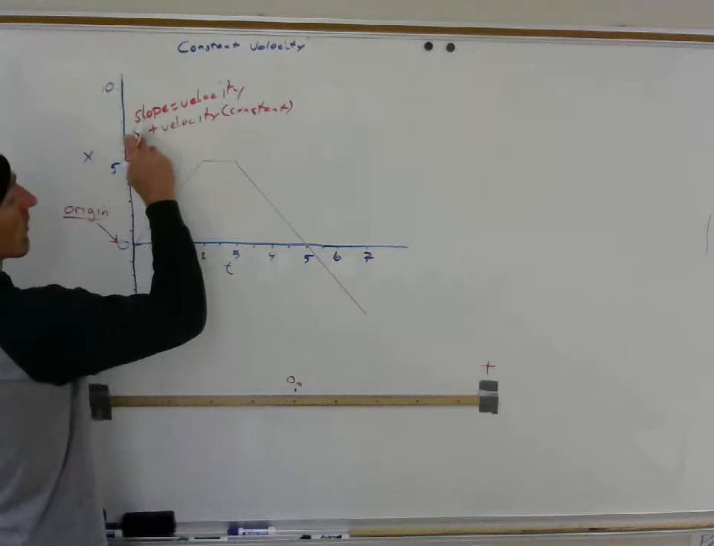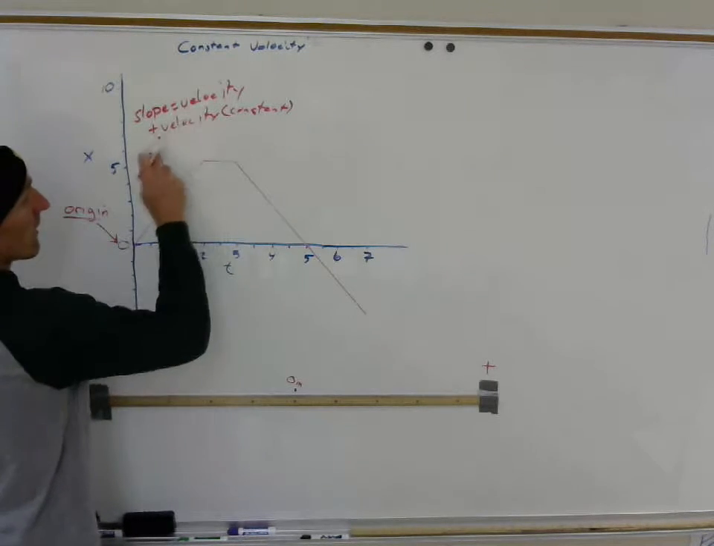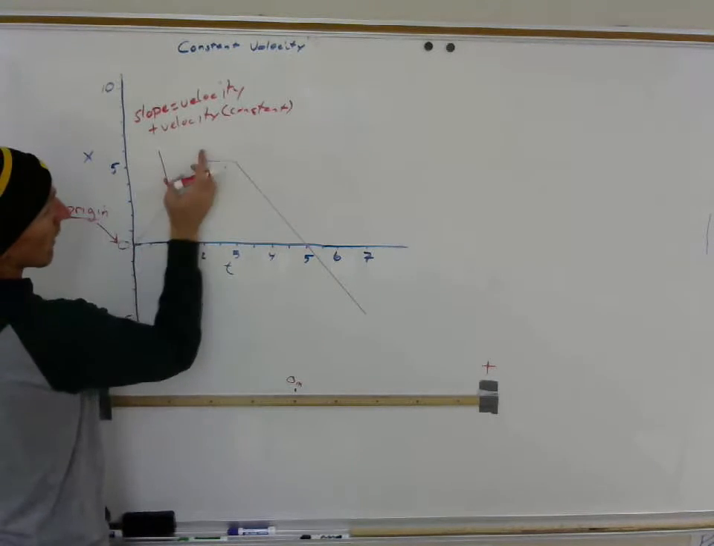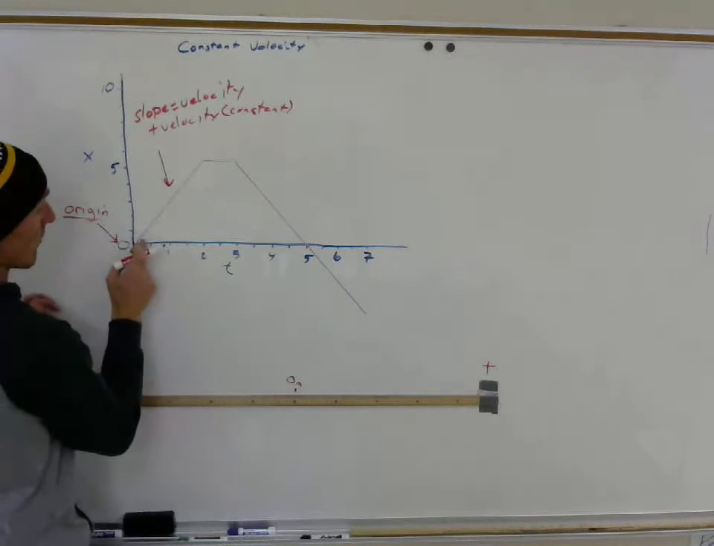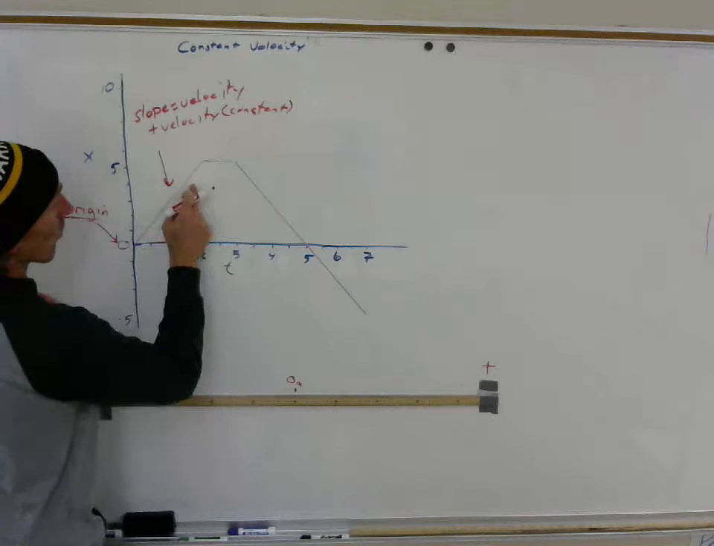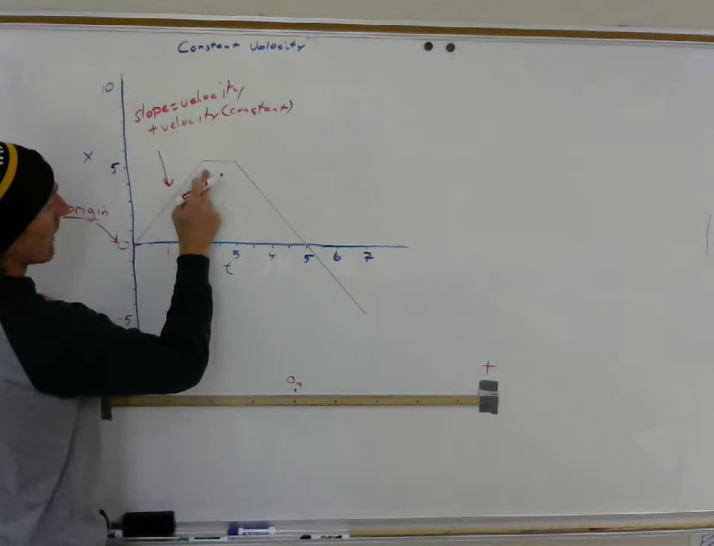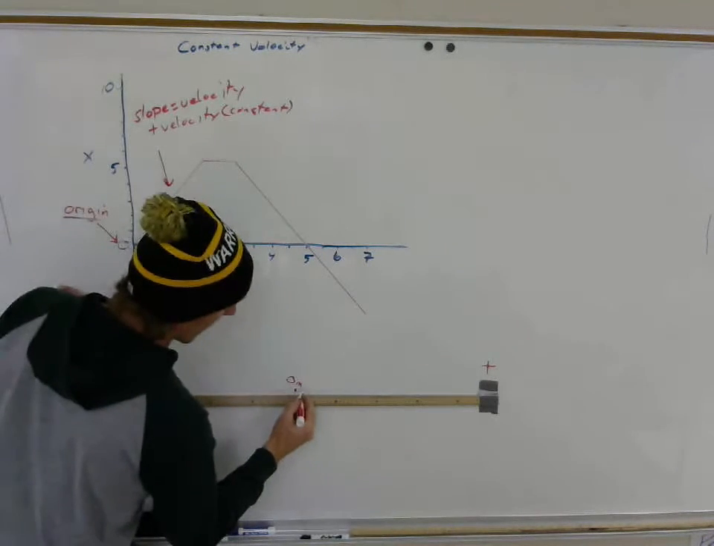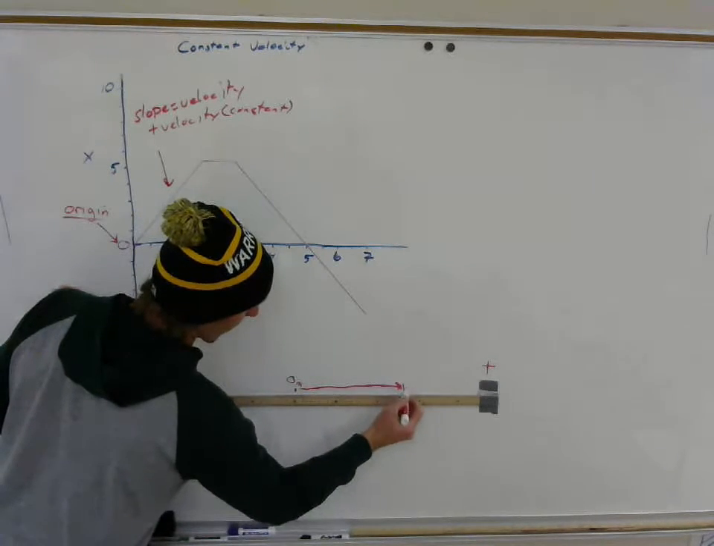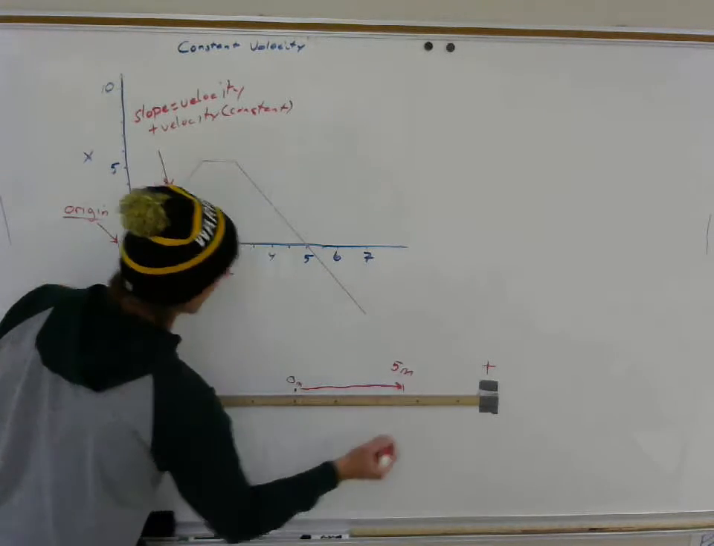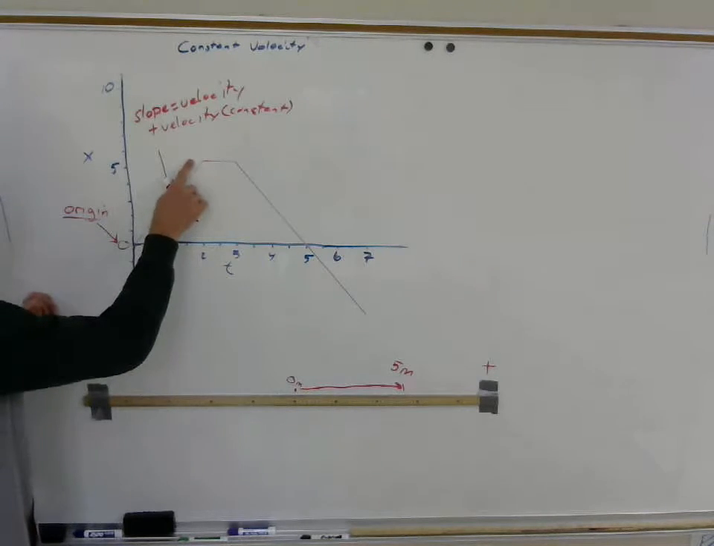So the slope of this line equals my velocity, which is positive because it's going up and to the right, and it's constant because it's a straight line. So I'm moving away from the origin in the positive direction. It would be as if I started here, I'm moving this direction all the way until the 5 meter mark. That's where I stop.